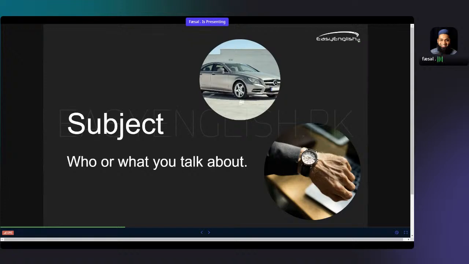For example, love is important. What am I talking about? Love, right? Love. So मैं अगर love की बात करूँ तो that's my subject. Love is important, right? So subject is who or what you talk about.